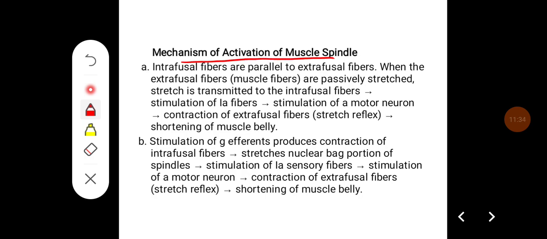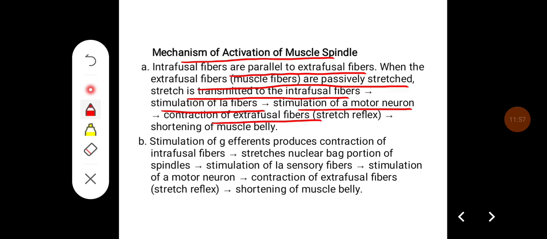Mechanism of activation of muscle spindle. Intrafusal fibers are parallel to the extrafusal fibers. When the extrafusal fibers are passively stretched, the stretch is transmitted to the intrafusal fibers. There will be stimulation of 1A fibers, which causes stimulation of the motor neuron and which leads to contraction of the extrafusal fibers, which constitutes the stretch reflex, and that leads to shortening of the muscle belly.